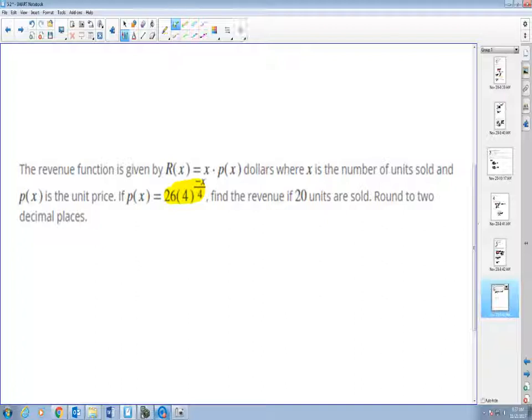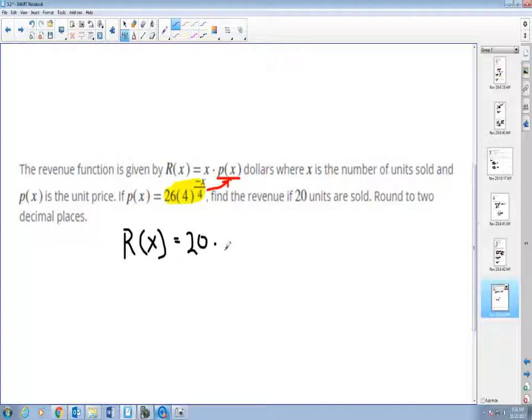So be very careful here. My revenue function is the number of units sold, which is x, which this problem wants me to make 20, times my p of x. p of x represents the unit price. Right now my unit price is this function, so that means this function goes where that x is.